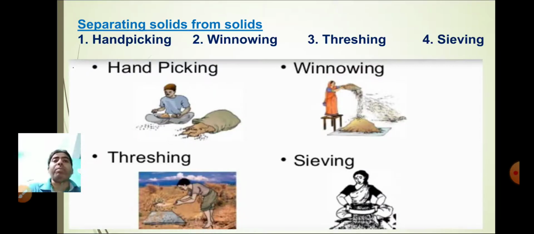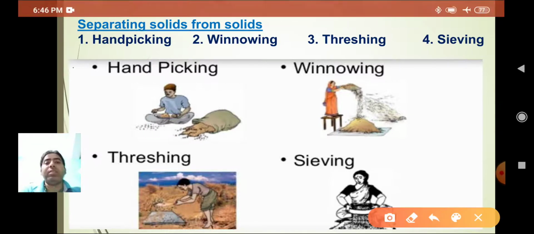Now come to separating solids from a mixture. The first method is hand picking. What is hand picking? The grains and pulses that we buy from the market may contain some undesirable components like small stones. These components look very different from the food grains, in size and color, so they can be easily spotted. Such undesirable components are removed by hand picking.